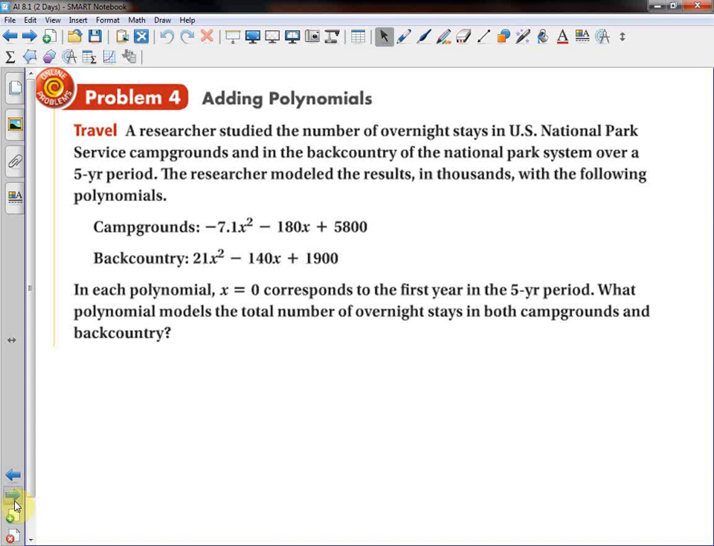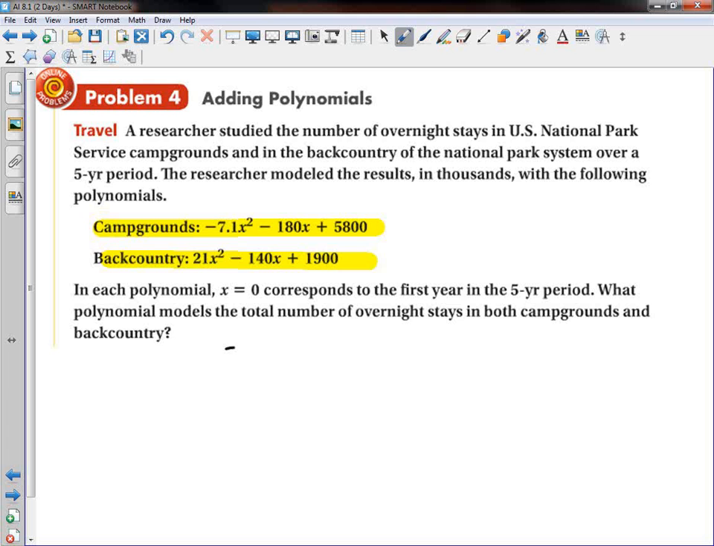So we have campgrounds first and backcountry second. In each polynomial, x equals 0 corresponds to the first year of the 5-year period. What polynomial models the total number of overnight stays in both campgrounds and backcountry? So when we say both, we're talking about together, or addition.